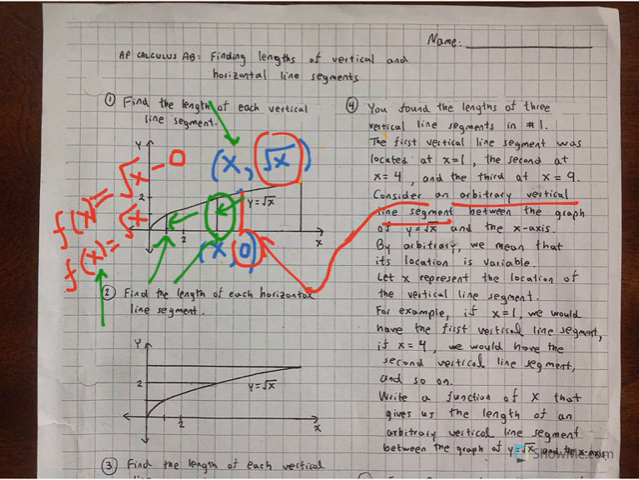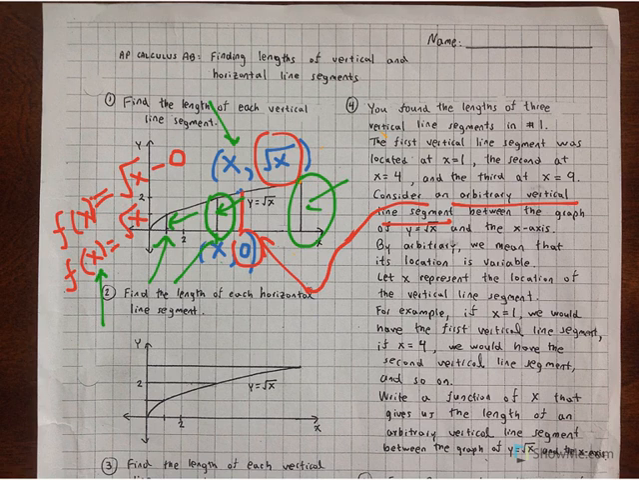And if I substitute 9 for x, I'd be looking at the third vertical line segment from number 1. So I'd have f of 9 is equal to the square root of 9, which is 3, and that's the length of the third vertical line segment from number 1. So what we have accomplished in number 4 is we have managed to write a function of x that would give us the length of an arbitrary vertical line segment between the graph of y is equal to square root of x and the x-axis.